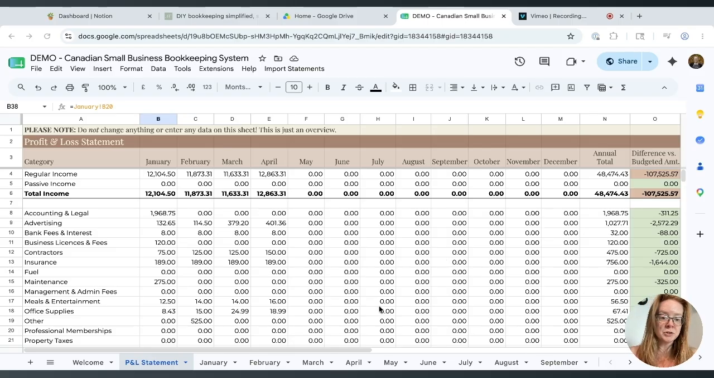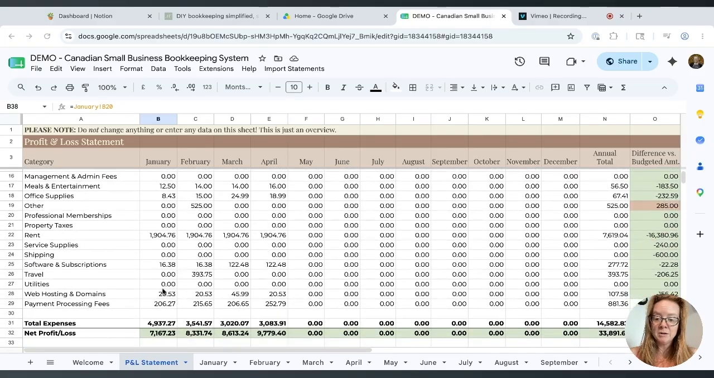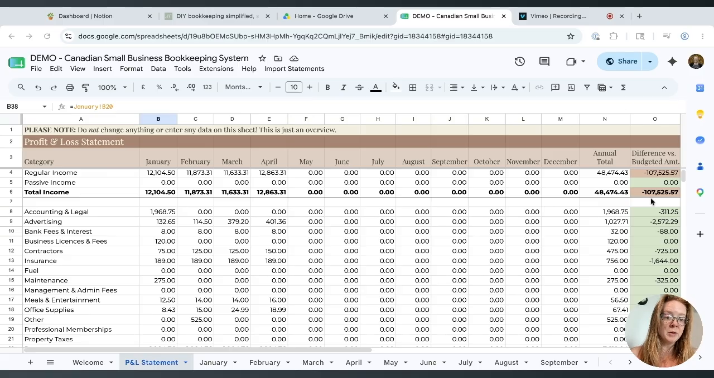So the top section looks pretty normal, right? We have our income up here, we have our expenses down here, and then we have our net profit or loss. You may have noticed that over here on the right, we have a column called difference versus budgeted amount. What's that about? Part of the system is that you have the ability to set income targets as well as budgets for about what you'd like to spend a month on various business expenses. And it's completely optional. The system still works just fine without it, but it's one of those things that I think adds significant value to the system if you use it.